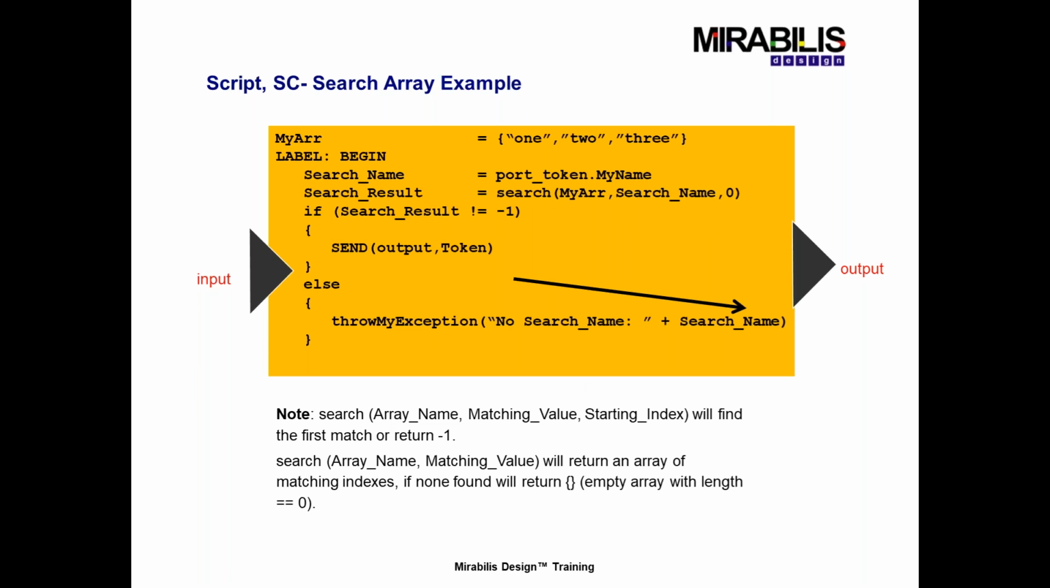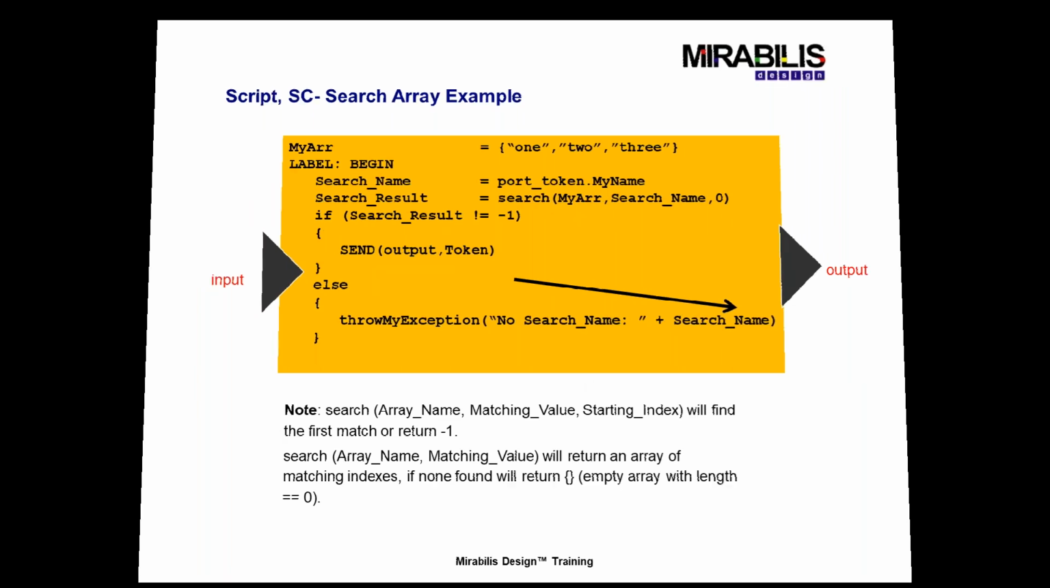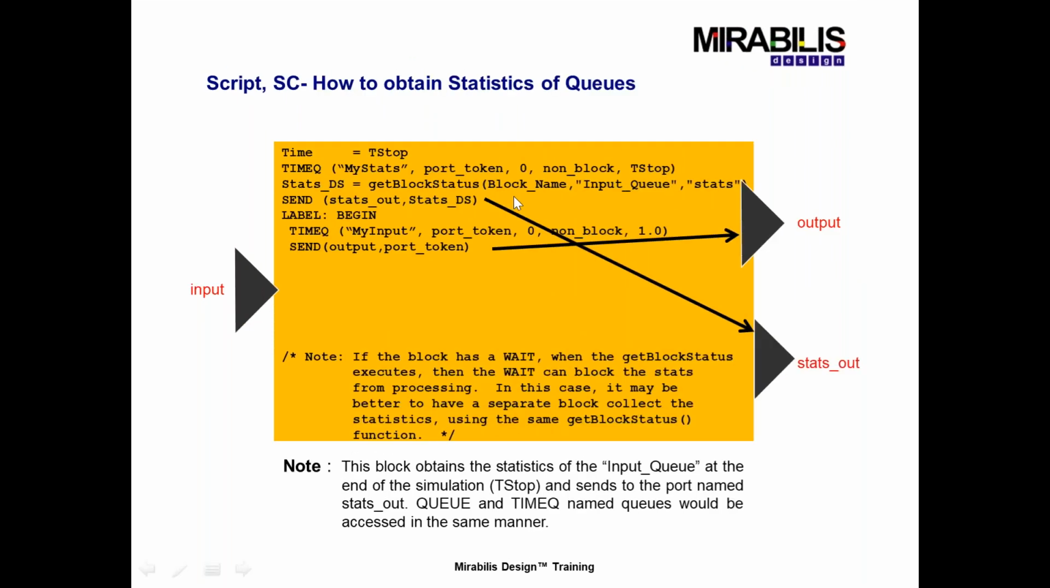Now, going back to the earlier question about the statistics, the input queue. So you can have a stats ds, get block status, block name, which is this particular script, input underscore queue stats. So you can use this to get the statistics for this particular input queue. And if you notice over here, I'm sending it out on the stats output port, whatever the stat data structure value was. It's not sending out port token, but rather sending out this value right over here.